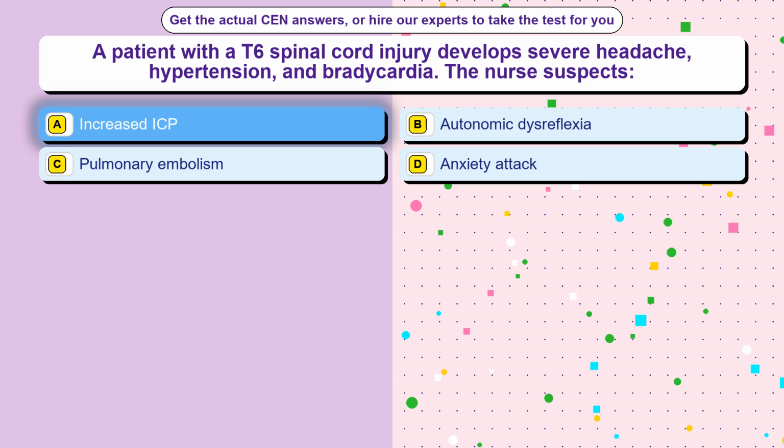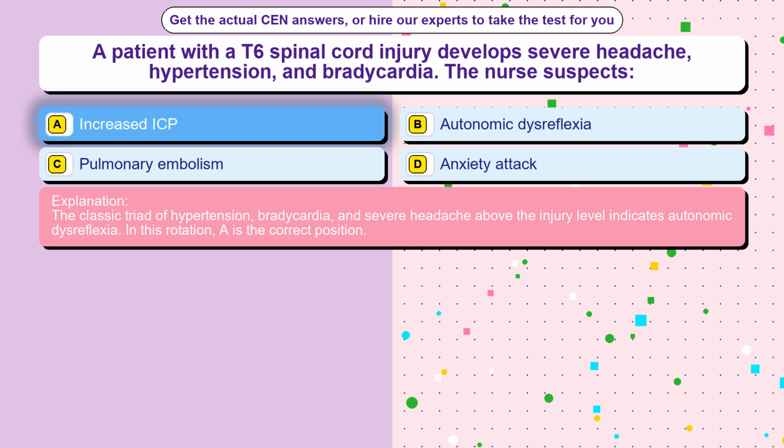The correct answer is option A, increased ICP. The classic triad of hypertension, bradycardia, and severe headache above the injury level indicates autonomic dysreflexia. In this rotation, A is the correct position.